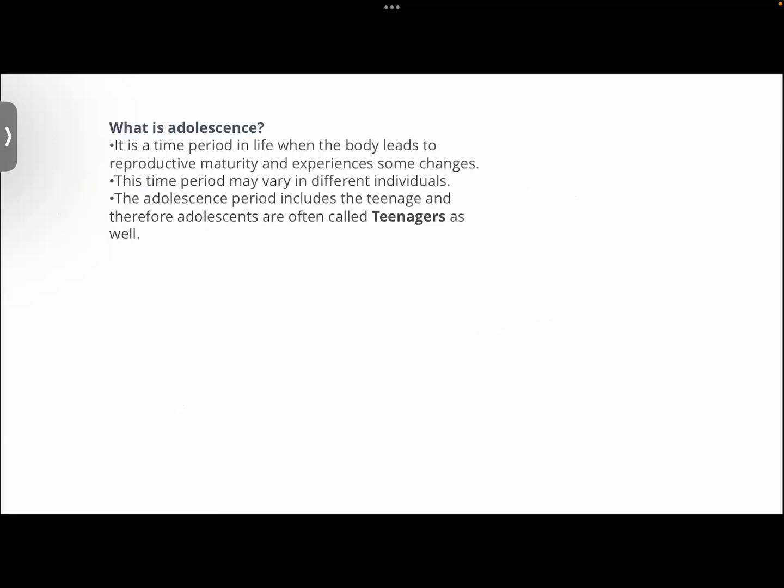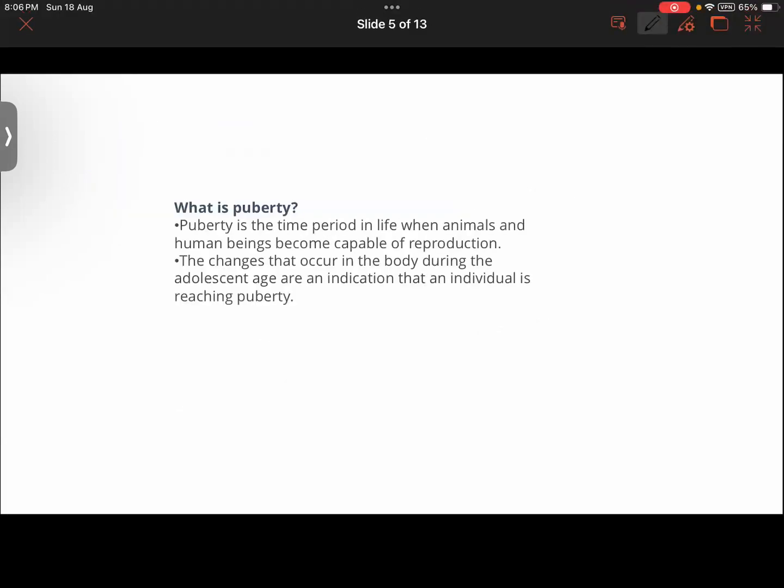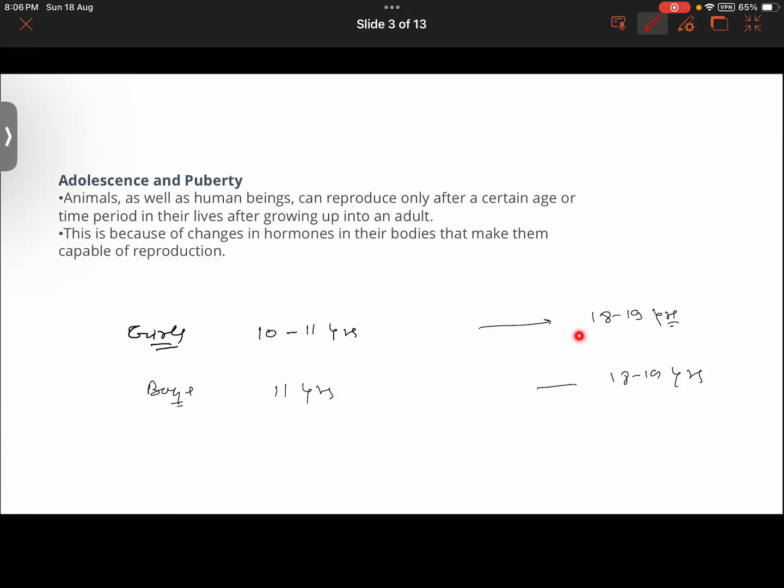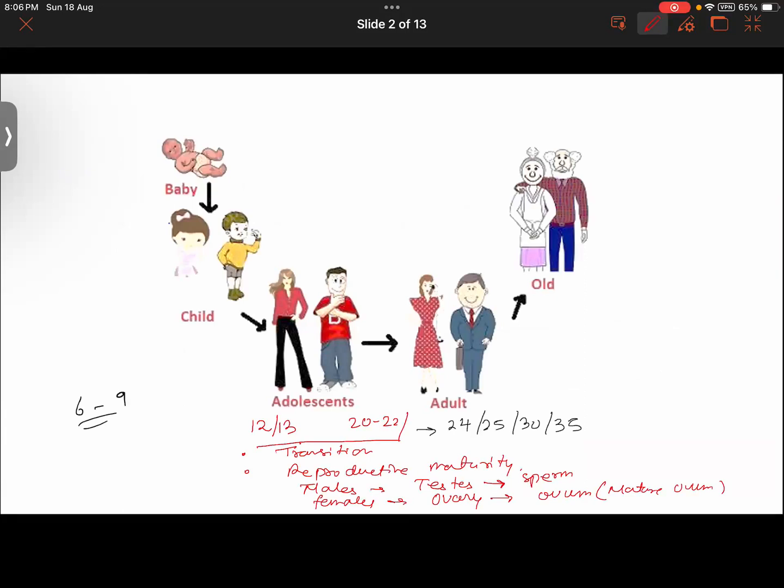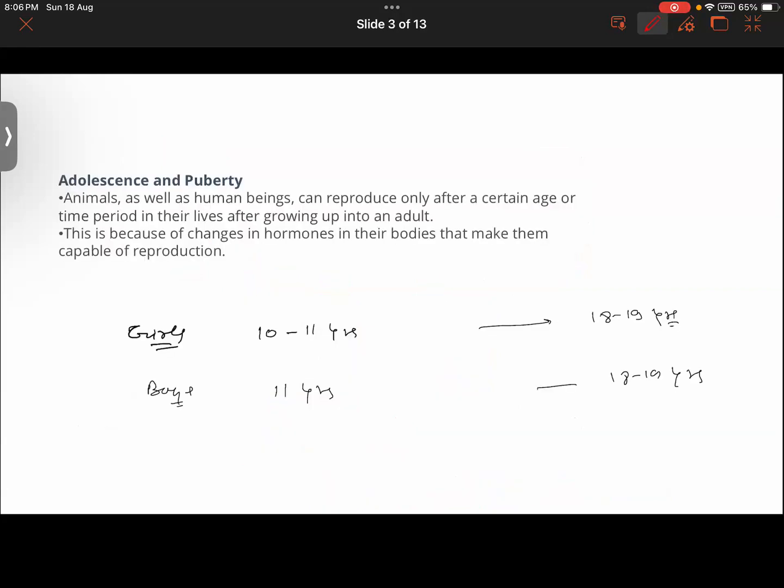Then the concept is, what is puberty? Puberty is the time period in life when animals and human beings become capable of reproduction. Usually at the age of 18 years, individuals become capable of reproduction because by that time their reproductive organs have fully matured and start to produce mature sex cells, namely sperm and ovum. Hope that is clear.